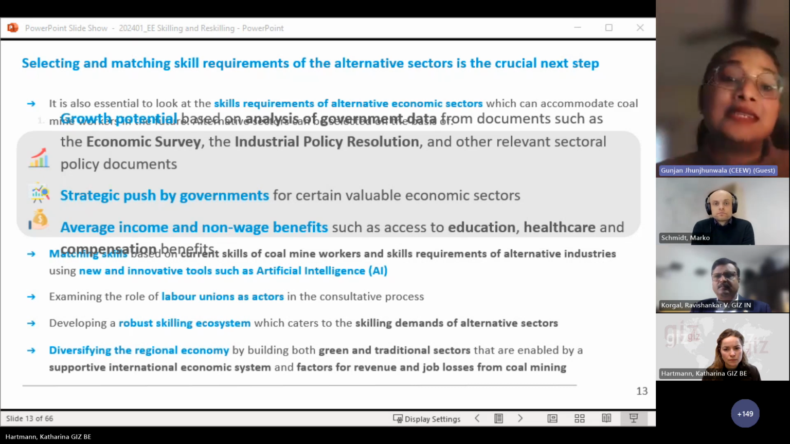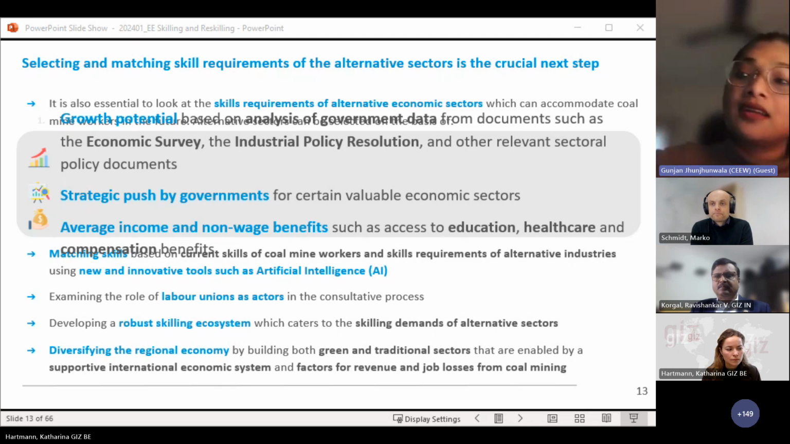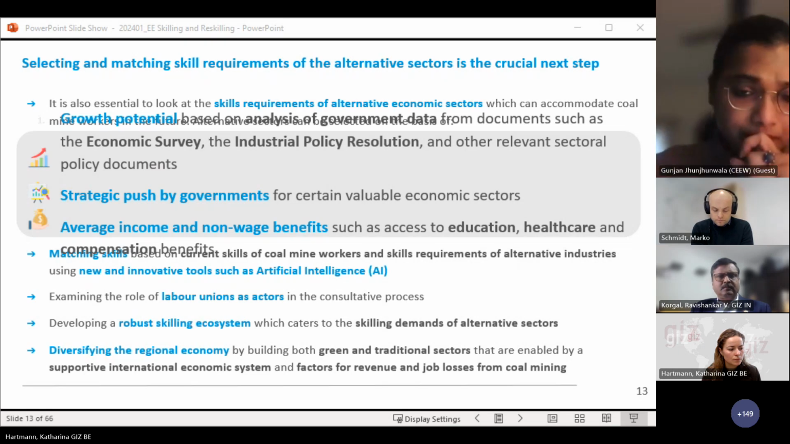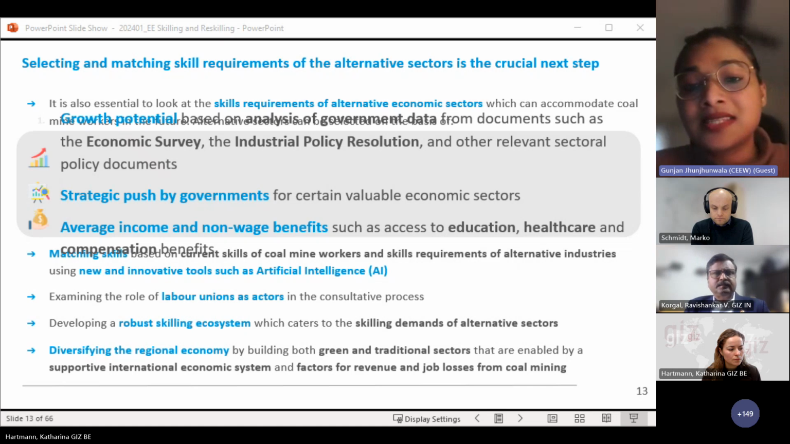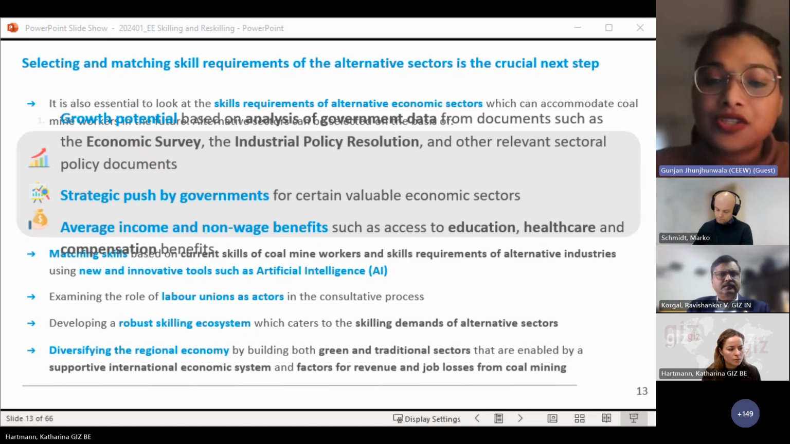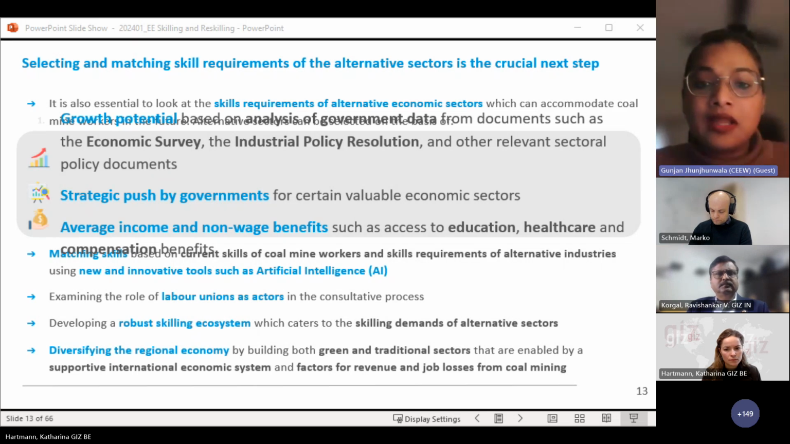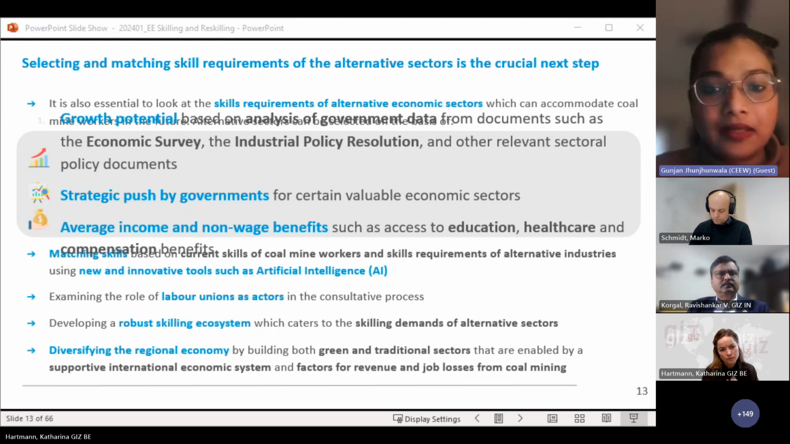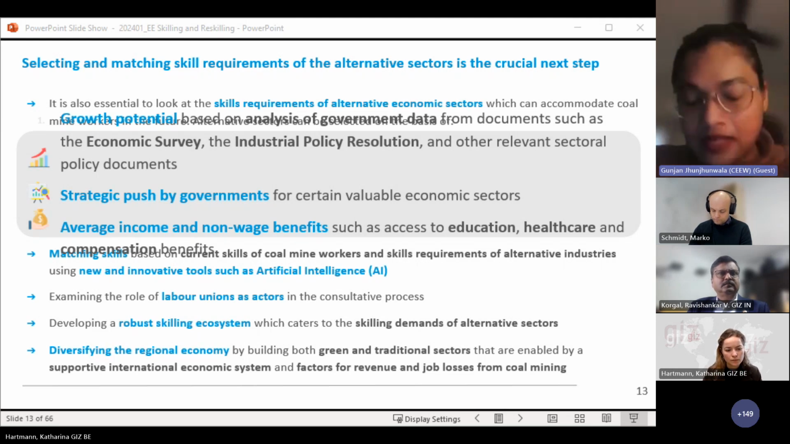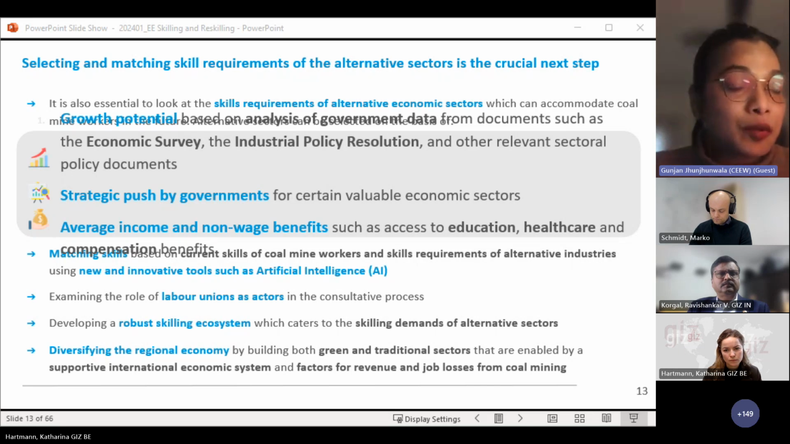And then we undertake a skill assessment. So this is all around skill needs, right? Does the sector have the capacity to even absorb the labor that would be displaced in the future? And then we do a skill matching exercise, which tries to understand what are the skill requirements of the alternate sector and what are the skills that workers currently have.